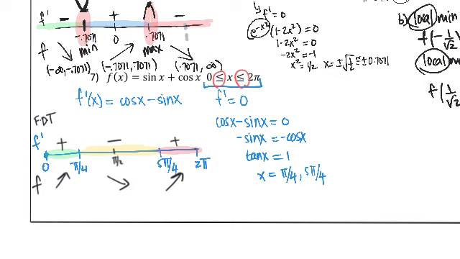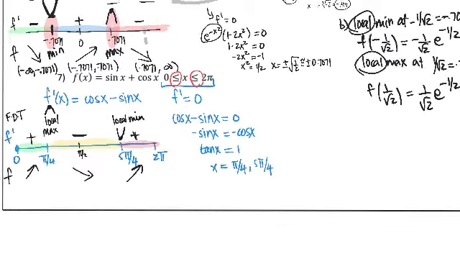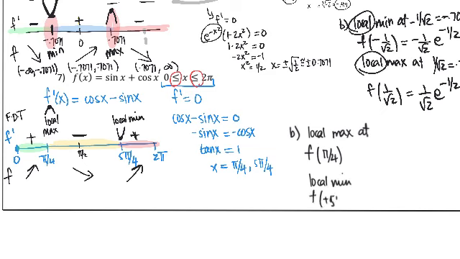So this must be a maximum, a local maximum, because f prime is going positive and then negative. This right here must be a local minimum because f prime is changing from negative to positive, so this is a local min. And so all I have to say for part B is local max at, I just have to find f of pi over 4, and then local min, I just have to find f of 5 pi over 4.